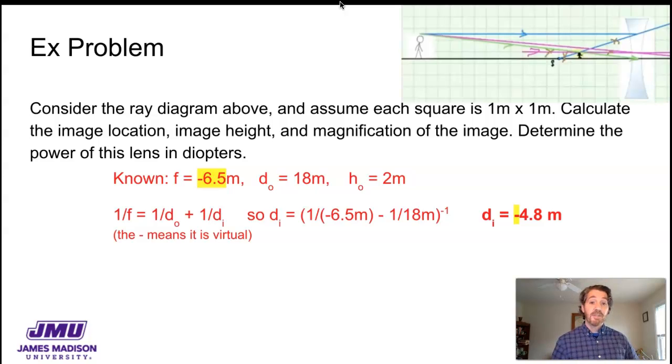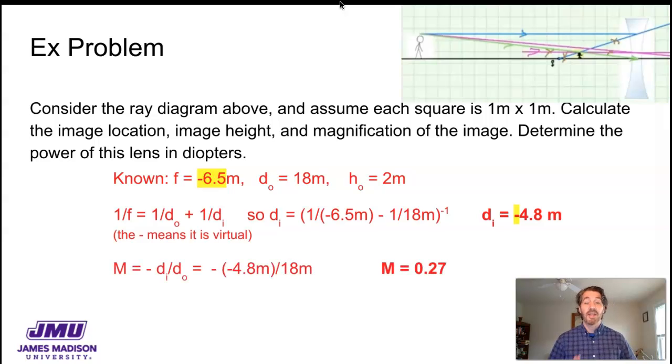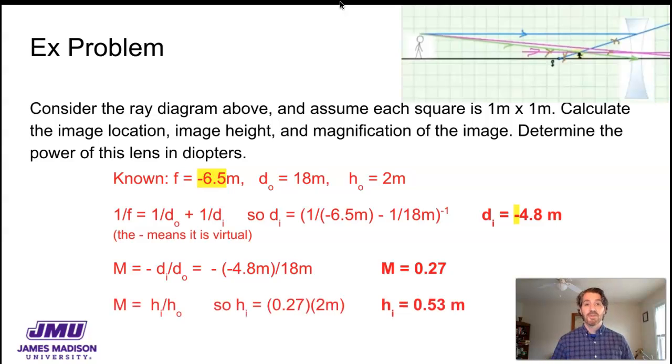We're asked to find the image height and magnification, so let me start by finding the magnification, and I'll use that to find the image height. The magnification is negative distance to the image over distance to the object. The negative times the negative means that my magnification comes out positive, 0.27. So positive meaning that it is an upright image, but the magnification being less than 1.0 means it is a shrunken image. So I can calculate the height as the height of the object times the magnification, and I find that the height of the image is 0.53 meters, which approximately matches up with the drawing where the height of the image here is like maybe a quarter of the height of the object.